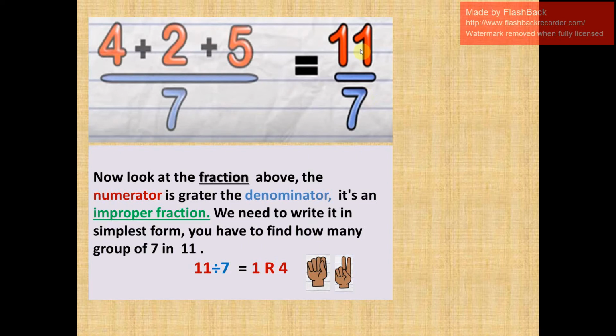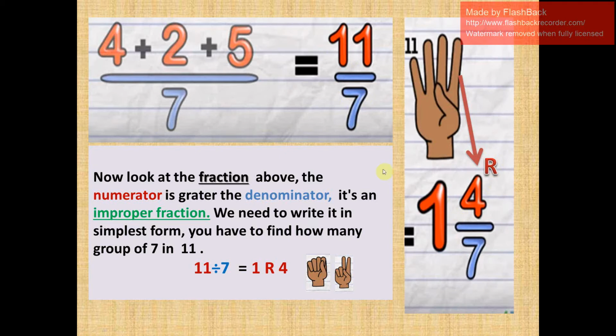How? You need to write it in simplest form. You have to find how many groups of 7 are in 11. You will find one group of 7 in 11, and remainder 4. You will put the remainder at the top and you will keep 7 at the bottom. So when you write this improper fraction in simplest form, it will be 1 and 4/7.